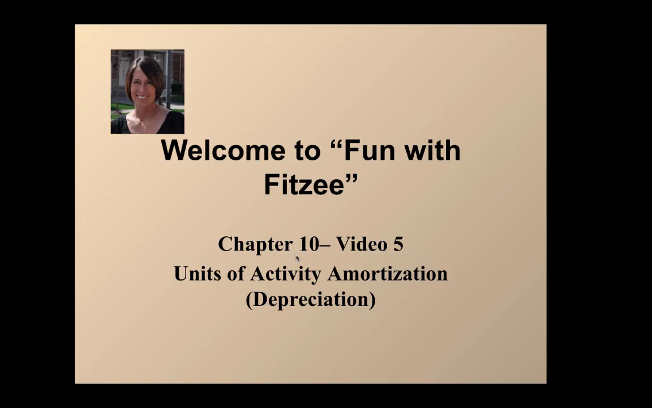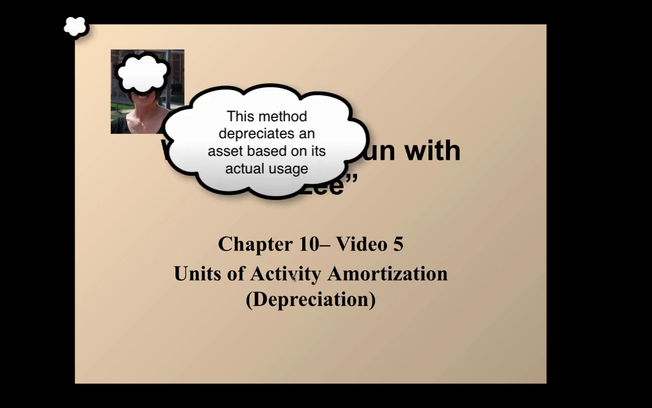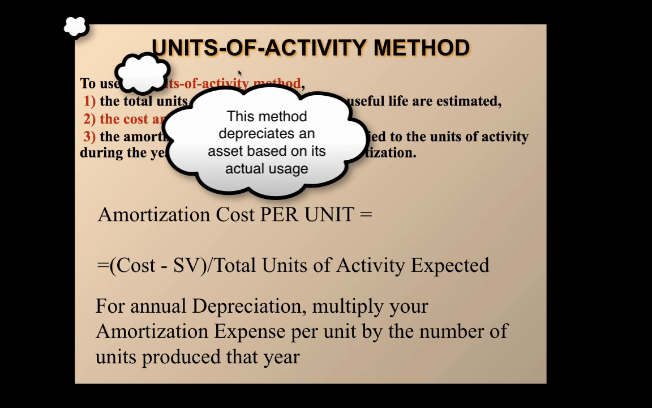Today's video is chapter 10, video 5. We're going to be talking about units of activity amortization. It's sort of like straight line, only it looks at the number of units produced from a machine or the number of miles driven of a vehicle or something like that. That's why they call it the units of activity. It actually depreciates the asset based on its actual usage.